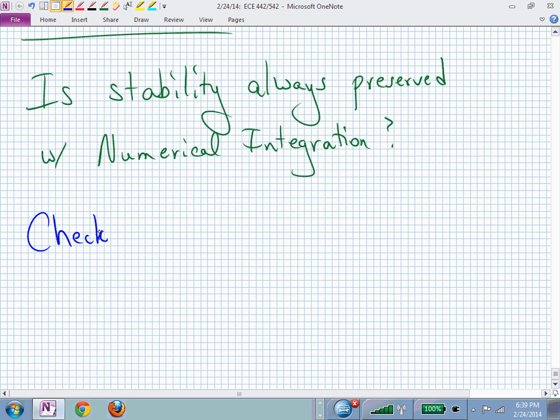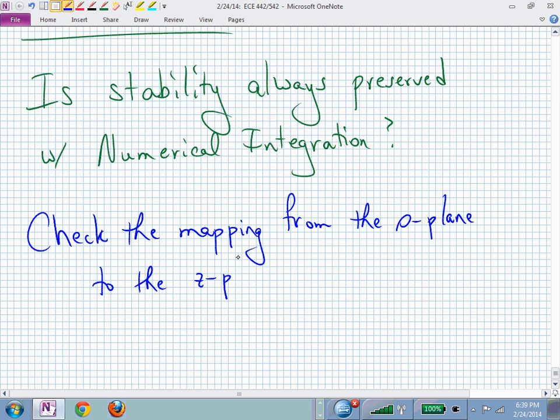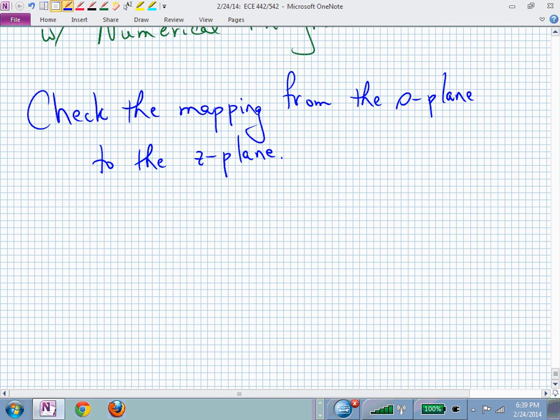Let's now check the mapping from the S-plane to the Z-plane for these different numerical integration techniques. Let's look at the forward rule. We said in that particular case we were replacing S with z minus 1 over T.